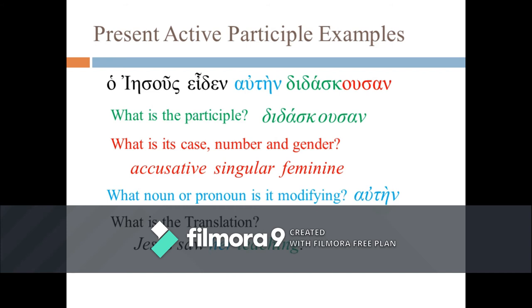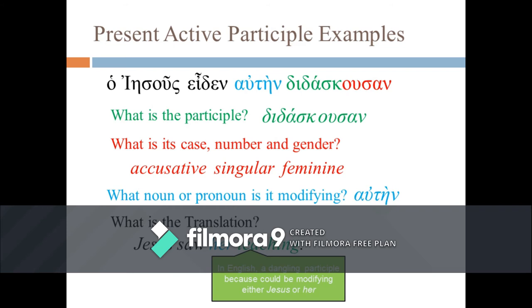Jesus saw her teaching. She is teaching. Now, in English, this is a dangling participle. Because in English, Jesus saw her teaching, we don't know whether it means Jesus saw her while he was teaching or Jesus saw her teaching. So it's called a dangling participle, and it gets crossed out by your professors.